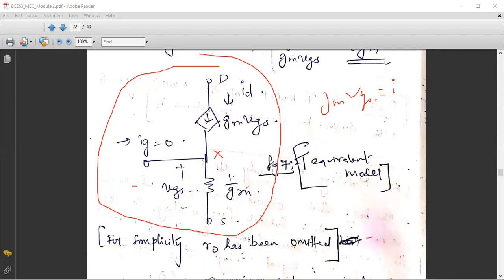So I have replaced the current source between X and S by using a fixed resistance whose value is 1 by gm, and across which I have mentioned the voltage VGS. So in this equivalent diagram, I have not considered r0. Specifically you can mention there, I have not considered the effect of r0, which means channel modulation effect was not considered here for the analysis or for drawing this equivalent diagram. So this is step number 4, I think, right? Fourth figure, isn't it?